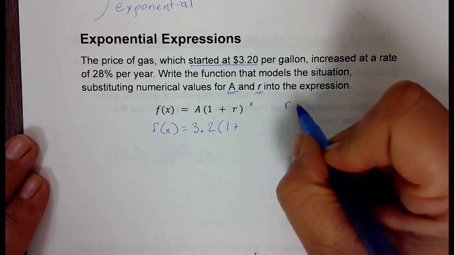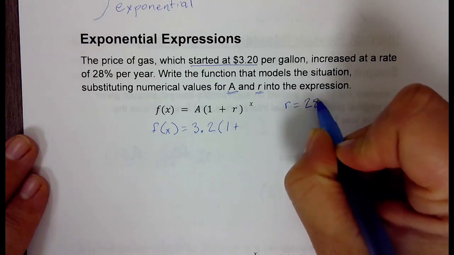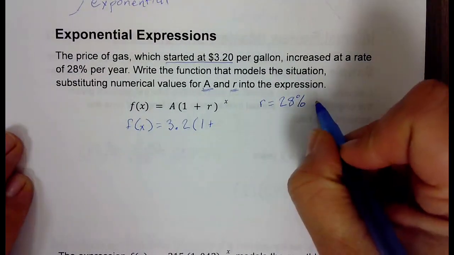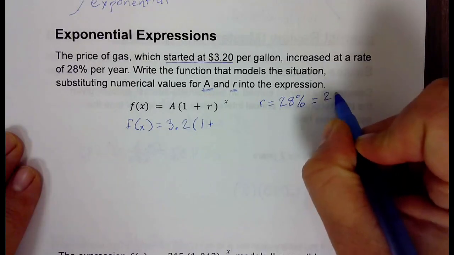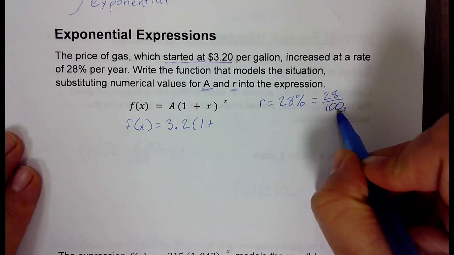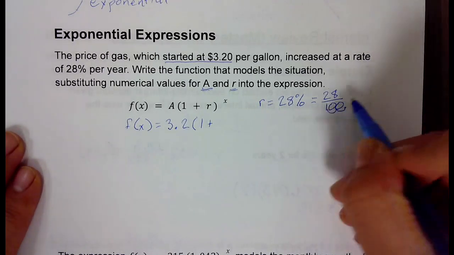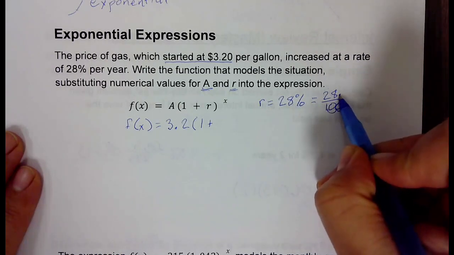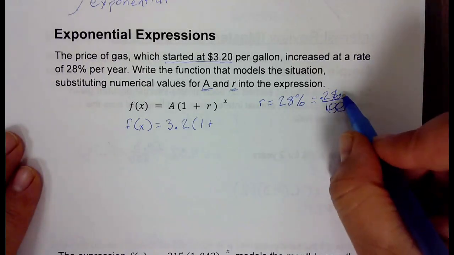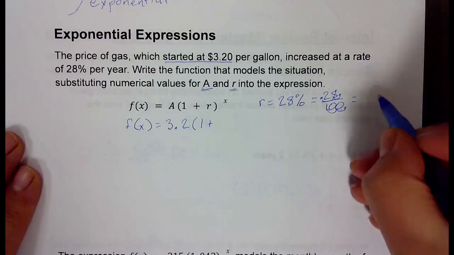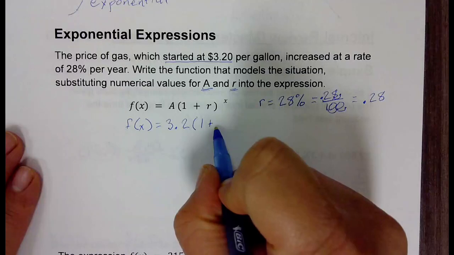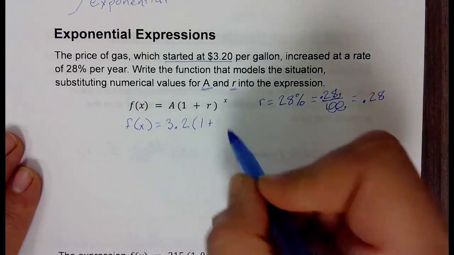I'm going to convert my percent. So right now r equals 28%. I'm going to convert that to a decimal. That's 28 per 100. I'm going to move my decimal place over 2 spaces, 1, 2, on the top. This time I don't have to hold that place with a 0 because I have digits in each spot. So my rate is 0.28. And I'm going to substitute that in place of r here.